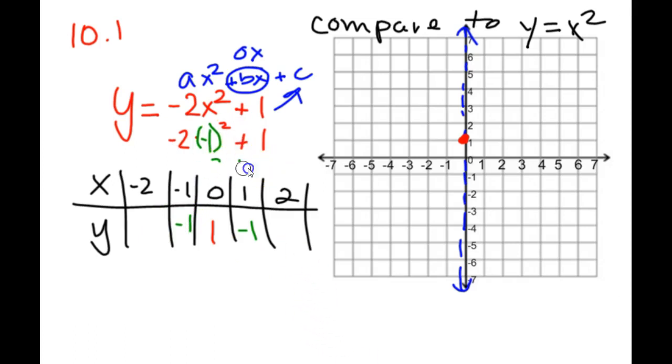And then last, plugging in a positive 2. 2 squared here first, exponent first, is 4. 4 times negative 2 is negative 8. And negative 8 plus 1 is negative 7. So we plotted this one already. I'm going to plot 1 down 1 and 2 down 7. If you're just watching this right now or adding to your note card, that would probably be the best idea.